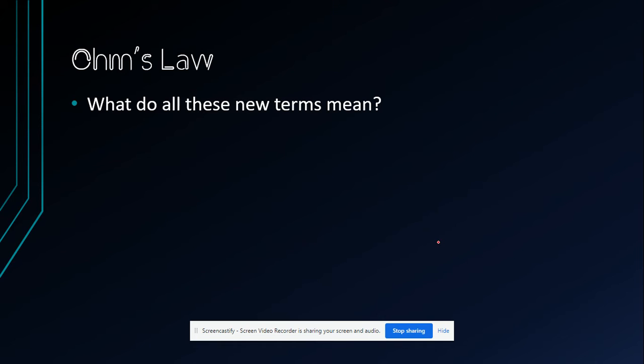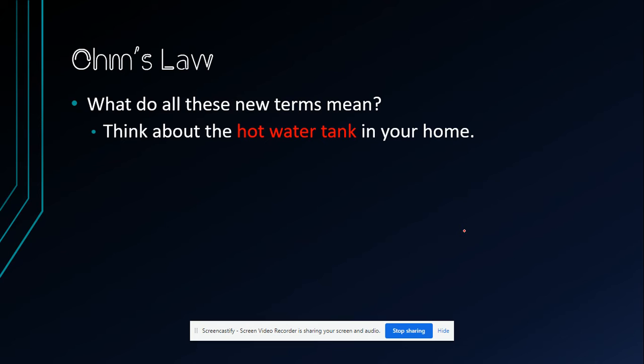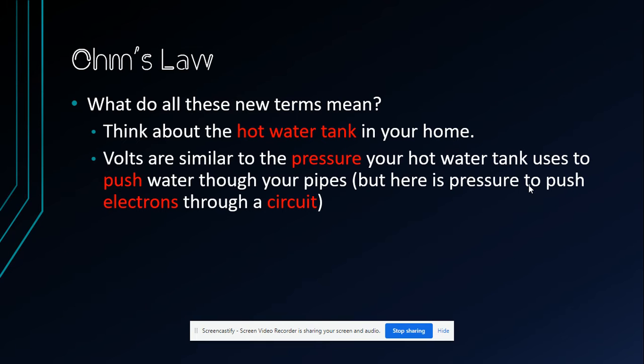Okay, what do all these new terms mean? Now I'm going to give you an example. This is how I think about it in my house, how I kind of put it all together. Volts are similar to the pressure your hot water tank uses to push water through your pipes. But here it's to push electrons through a circuit.